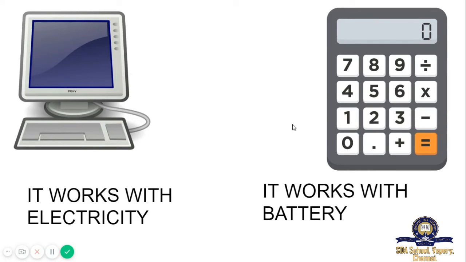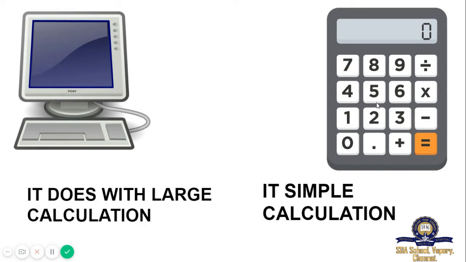Then, a computer works with electricity, while a calculator works with a battery. Without electricity, we cannot turn on the computer. But a calculator needs a battery. Without a battery, we cannot turn on our calculator. Next, the computer can do large calculations. Large calculation means mathematical equations and all can be done.